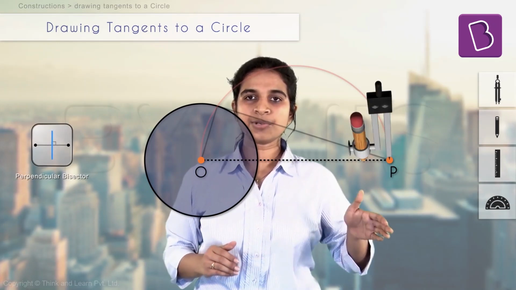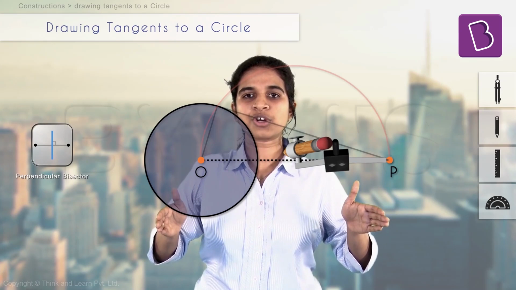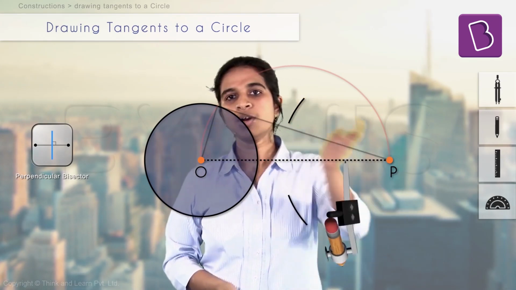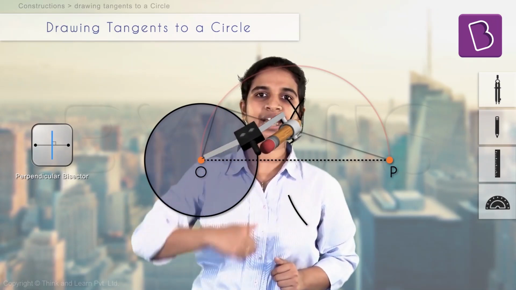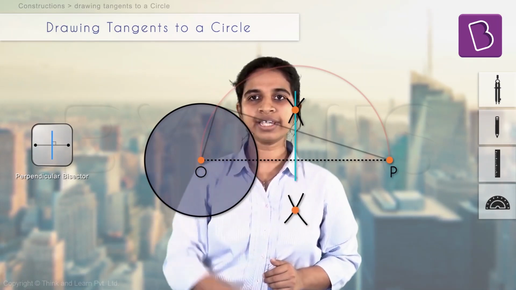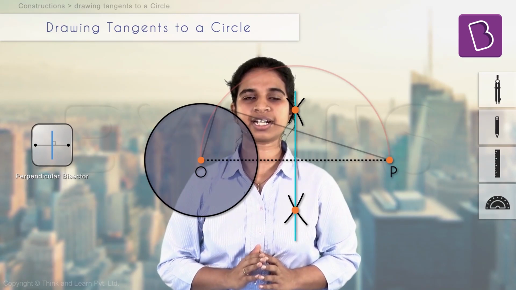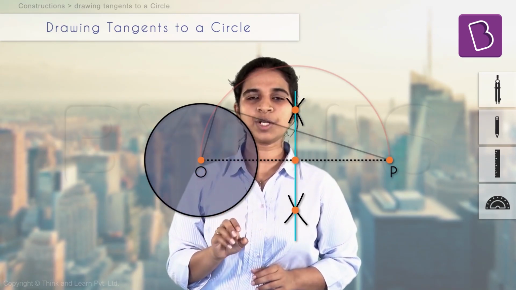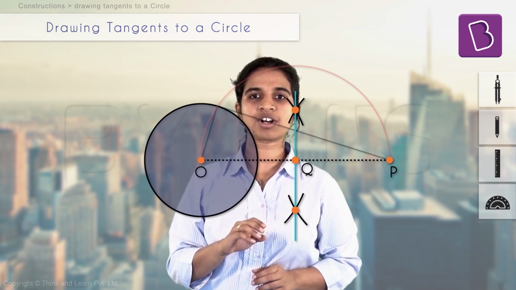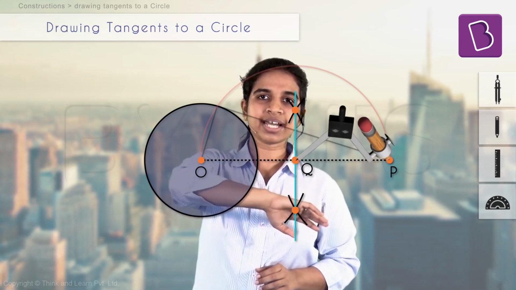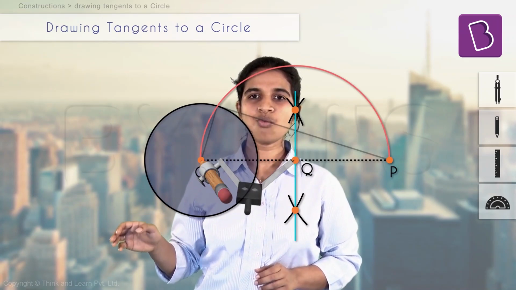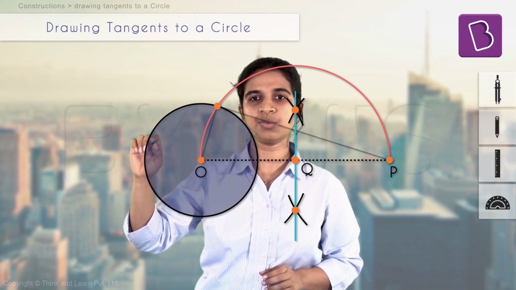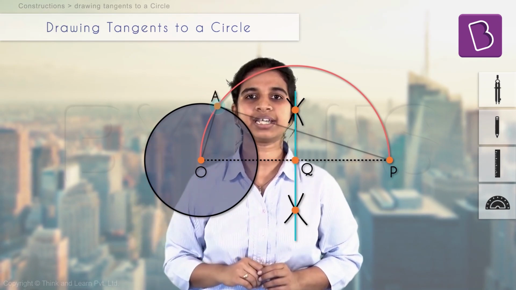So keep the leg of your compass at point P. Take a distance more than half of OP. Draw an arc on top and the bottom. Move the leg to point O. Again, draw 2 arcs. Join these 2 points, you'll get your perpendicular bisector. Wherever that perpendicular bisector intersects OP, let me call it point Q. This Q is the center of our semicircle. With Q as the center, draw a semicircle. Wherever the semicircle intersects the circle, the smaller circle we started with, that is nothing but your point A.